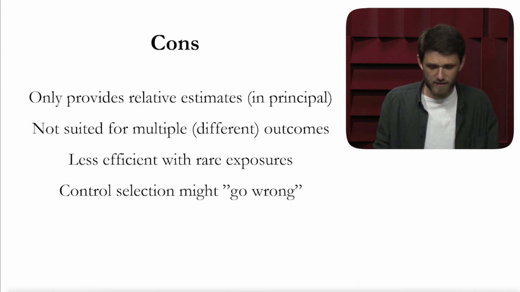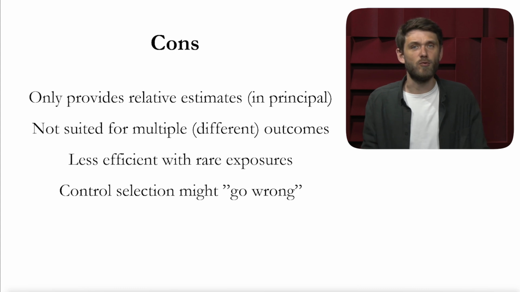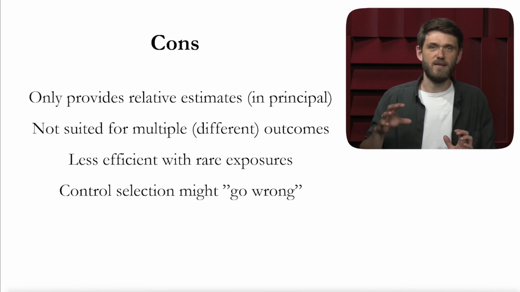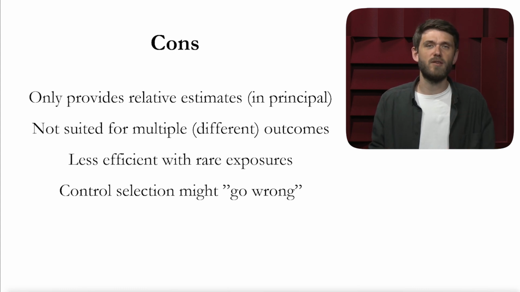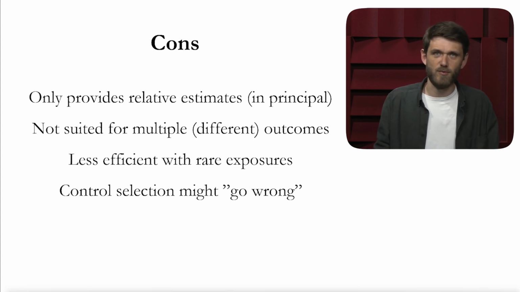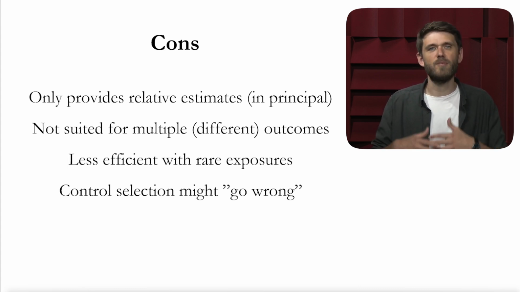And finally, the control selection might go wrong. I've described it very overall, in that the controls should represent the underlying study population, the underlying cohort, but we see very many studies where this selection of controls has been through one bias mechanism or the other, ending up leading to spurious results.